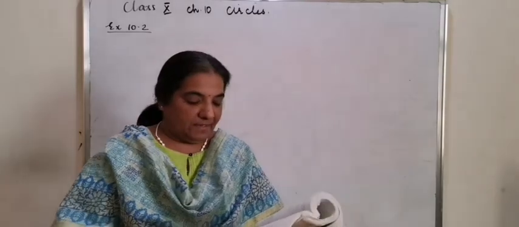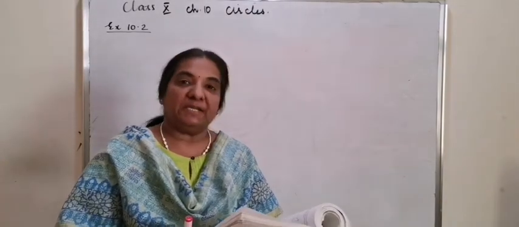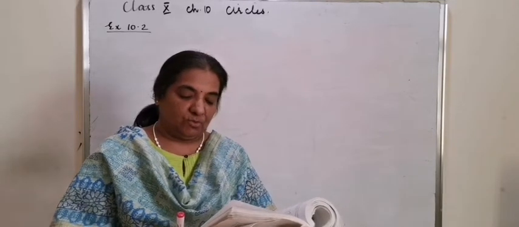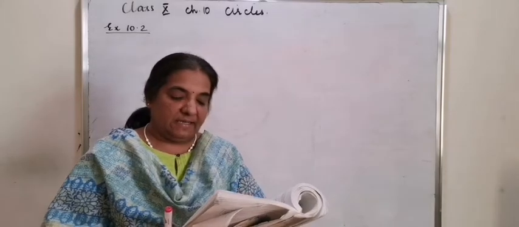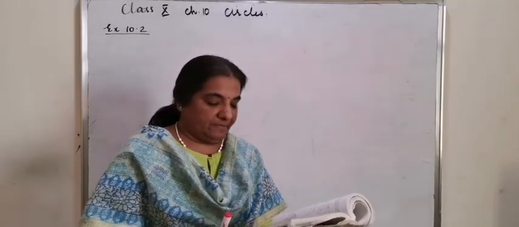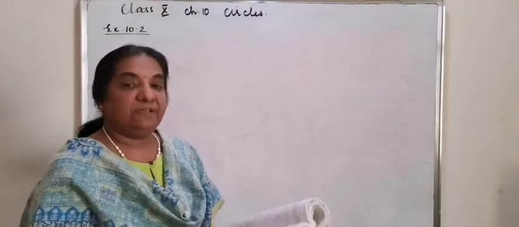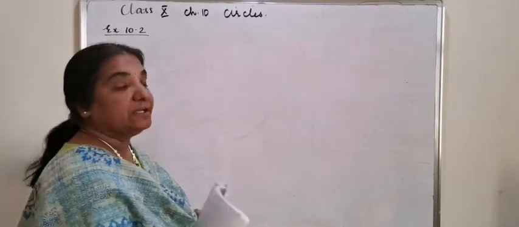Question 3. If tangents PA and PB from a point P to a circle with center O are inclined to each other at an angle of 80 degrees, then find angle POA. The tangents PA and PB from a point P to a circle with center O.